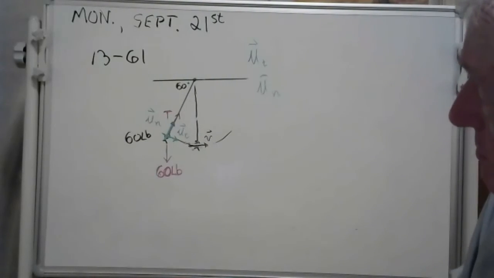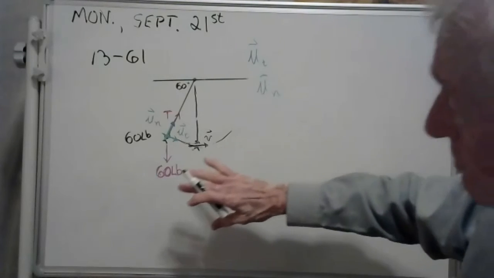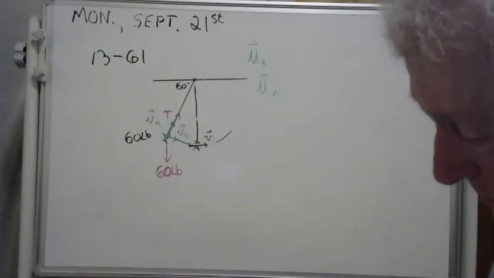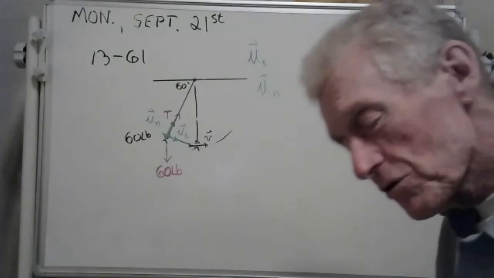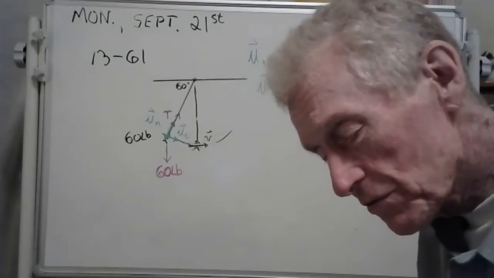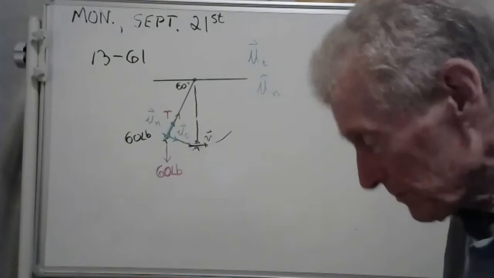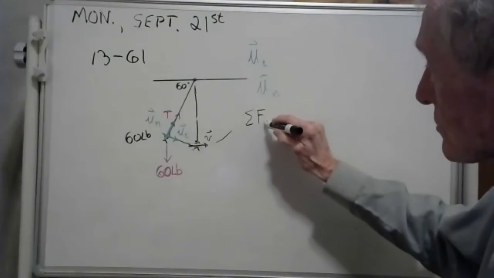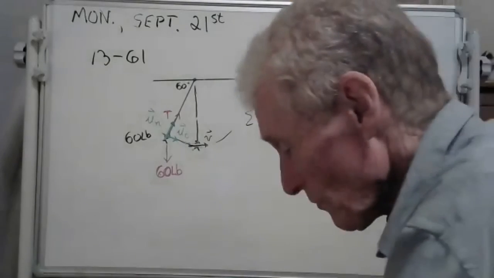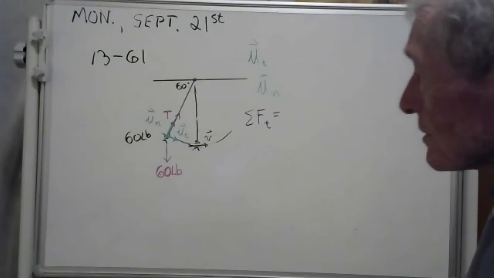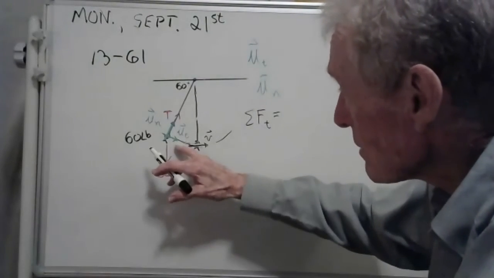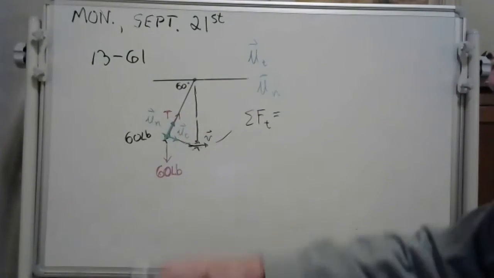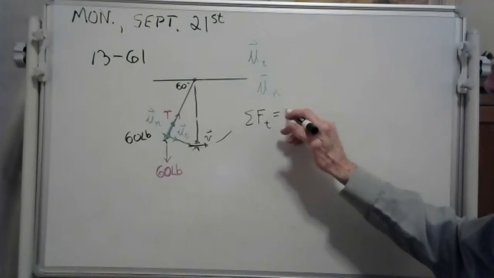Let's write Newton's second law. We've done our homework now. We've done the red stuff. We've done the green stuff. You really can't do Newton's second law until you've done those two items. And let's write the sum of the forces in the tangential direction. In the tangential direction, the tension doesn't have any component. But the 60 pounds does.